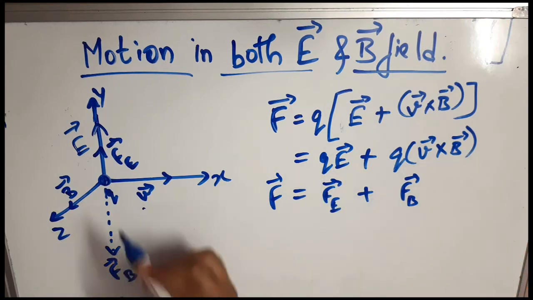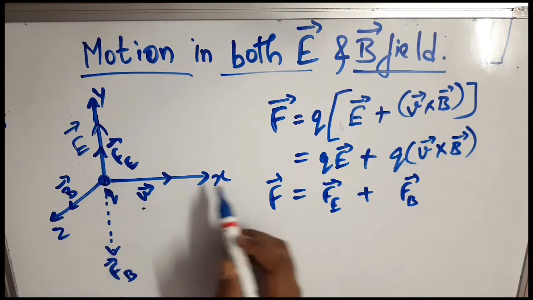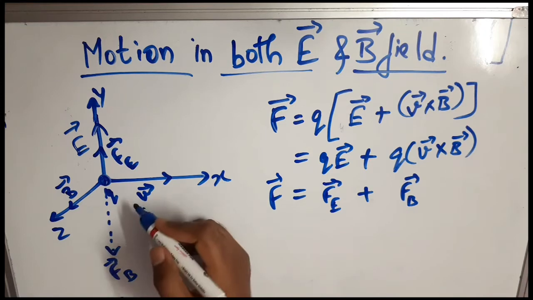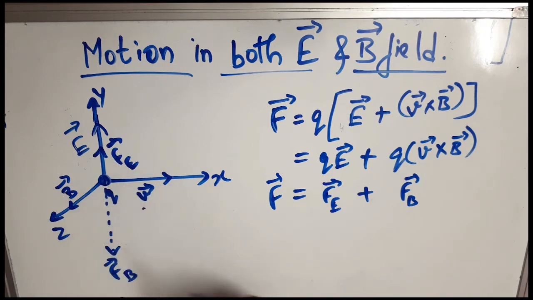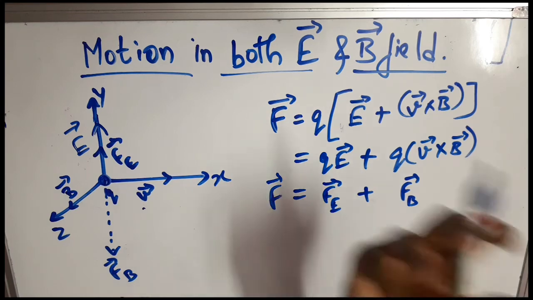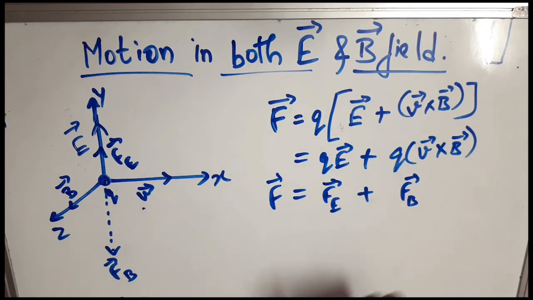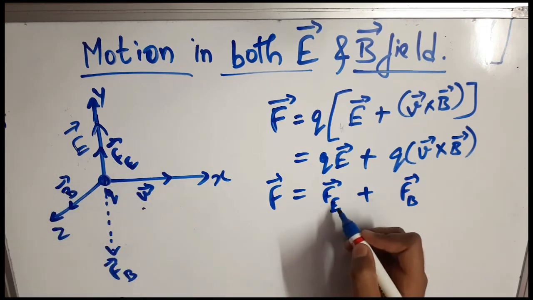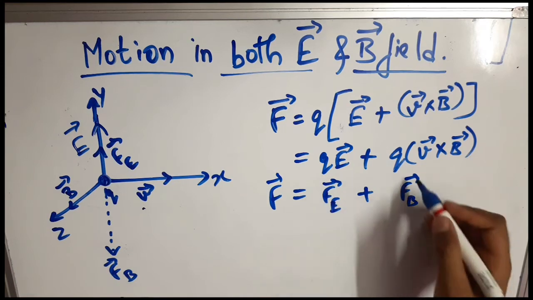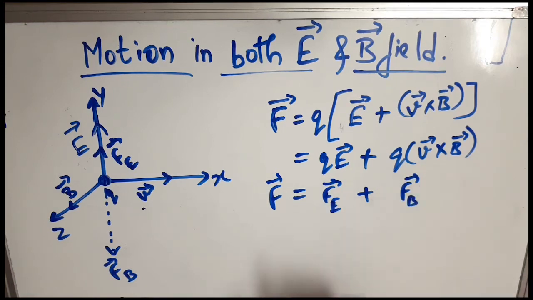So our particle will move in this x-axis direction only, but if not, then these two forces will act on the particle and make it deflect from its original path. So what we have to do to make the particle undeflected in these two fields is make the magnitudes of these two forces equal.